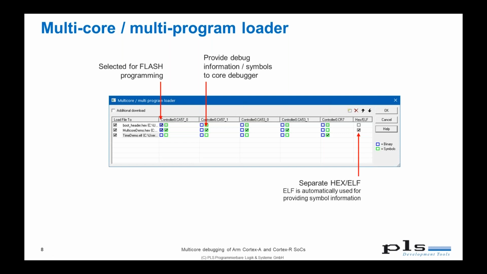Okay, so you have to select on the blue checkboxes where to program and what to program, and the green checkboxes where to distribute the debug information to which of the core debuggers. And in the case of the Multicore demo hex, we have also provided an ELF file, which has the same name as the Multicore demo hex, and automatically provides the debug information to the Cortex-A cores.